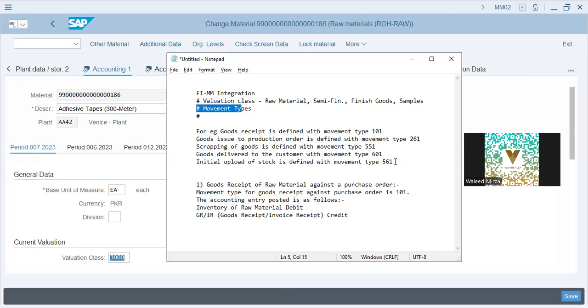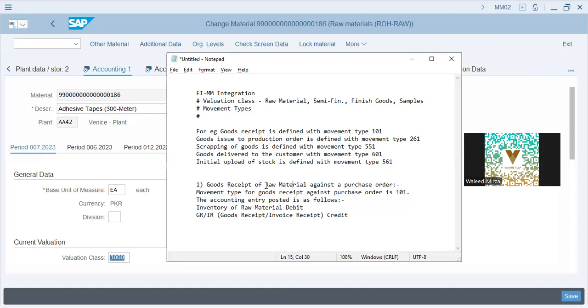What are movement types? Movement types are basically attached to goods treatment in a company, in a warehouse, or in a plant. For example, goods receipt is defined with movement 101. Goods issue to production order is symbolized with movement type 261. Scrapping of goods is defined with 551. Goods delivered to customer, 601. Initial upload of stock, 561.